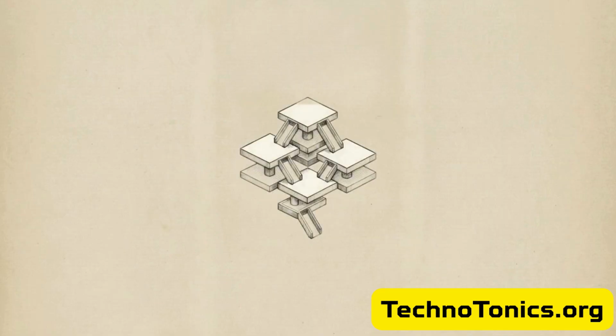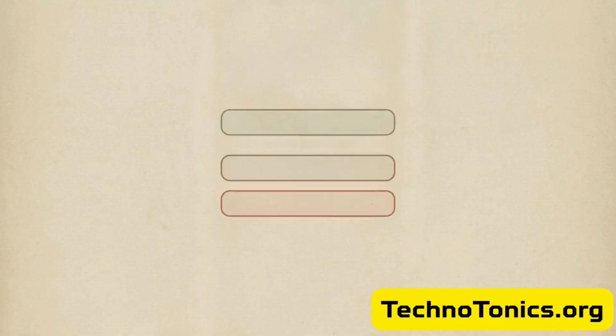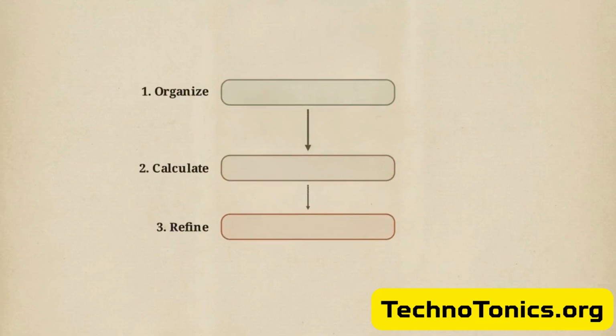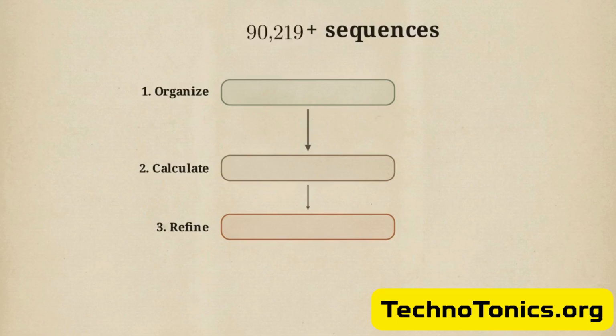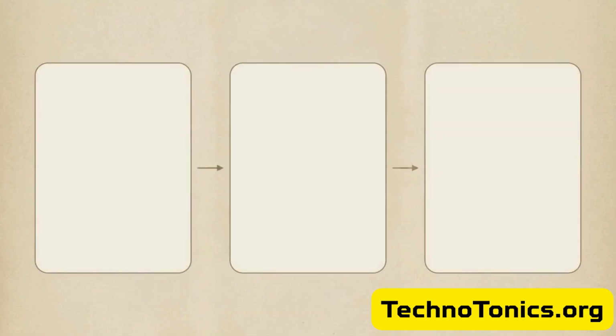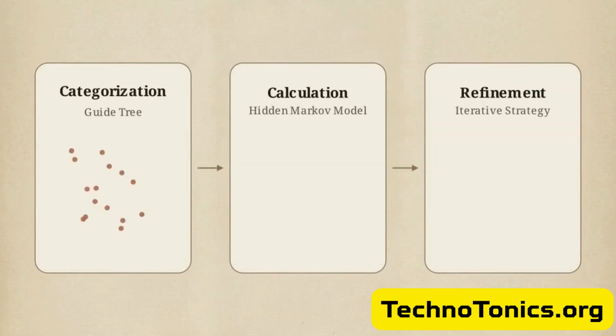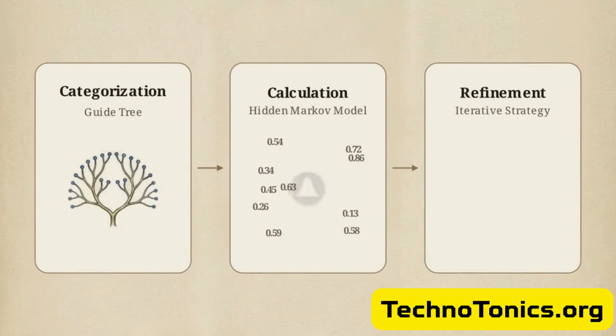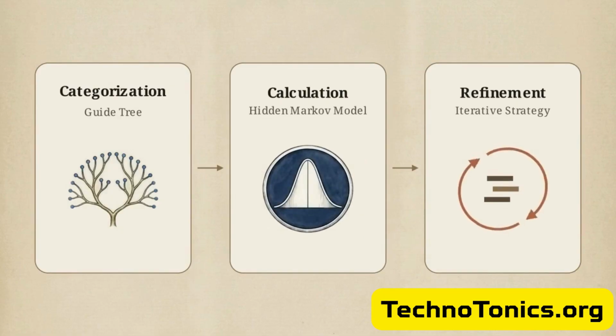The efficiency comes directly from how the software architecture organizes and parses massive biological datasets. By deconstructing Clustal Omega from the ground up, we can see exactly how its internal pipelines scale sequence alignment to hundreds of thousands of inputs without losing evolutionary fidelity. The software operates as a strict multi-stage structural pipeline. It categorizes the data, calculates the probabilities, and repeatedly refines its own work.